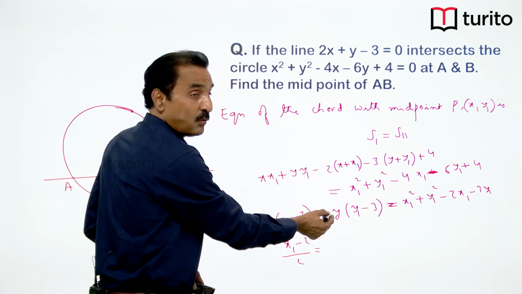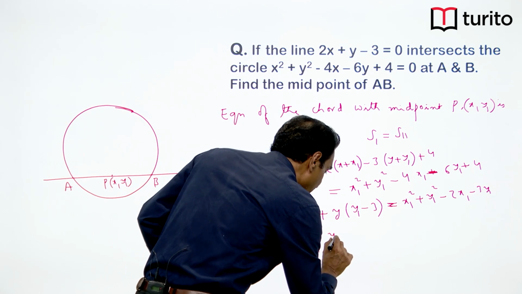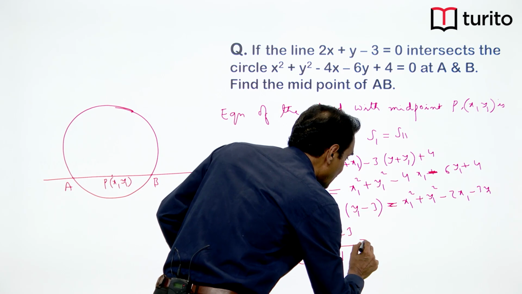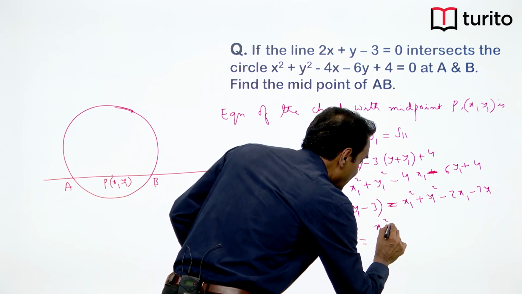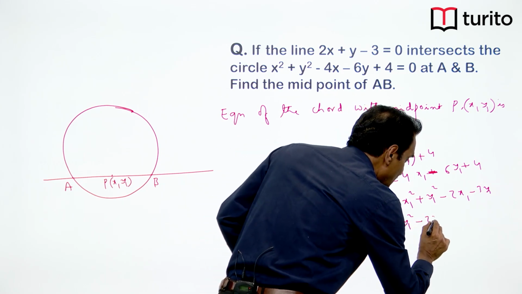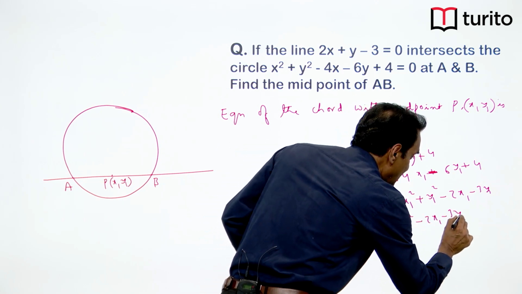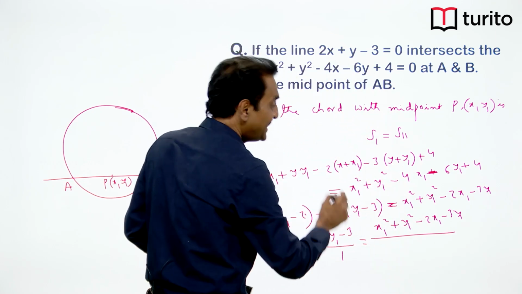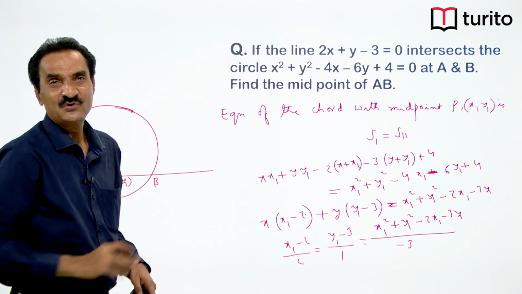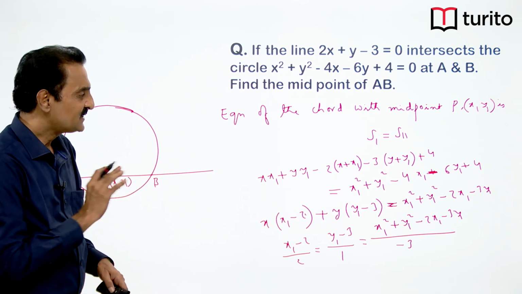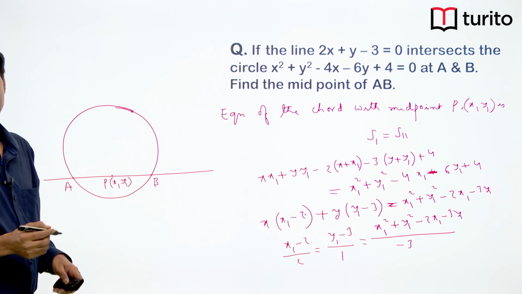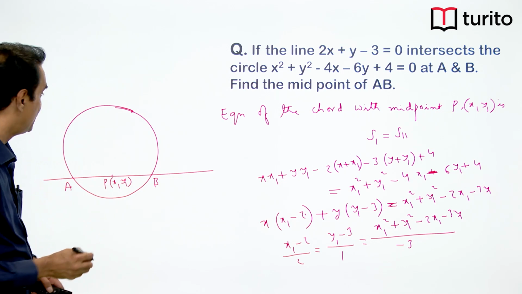So, now comparing this equation and this equation, (x1 minus 2) by 2 is equal to (y1 minus 3) by 1 is equal to (x1 square plus y1 square minus 2x1 minus 3y1) upon minus 3, comparing with this line. Then we have to solve, but this method is too long. So, we can use the property of a circle and get the answer very quickly.